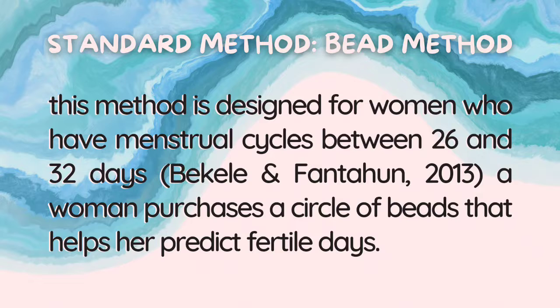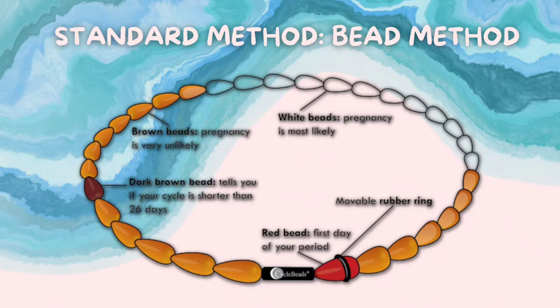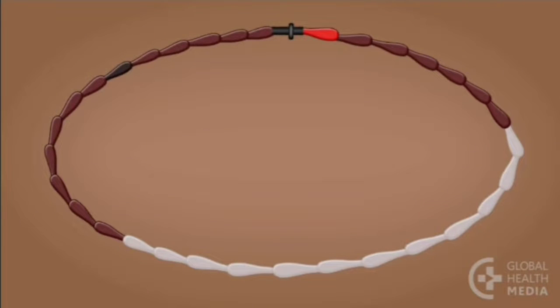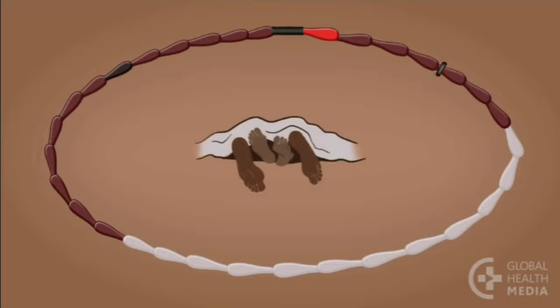A woman purchases a circle of beads that helps her predict fertile days. The circle of beads is to predict your fertile days. The first bead on the ring is red and marks the first day of your menstrual flow. Each day, move the rubber ring to the next bead. Brown beads are the safe days that you can have sex unprotected.